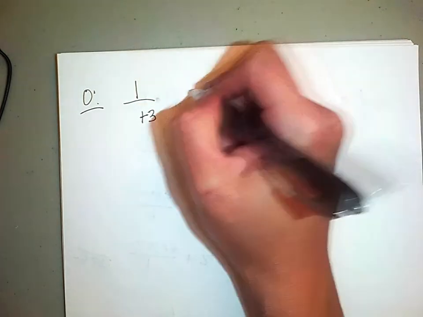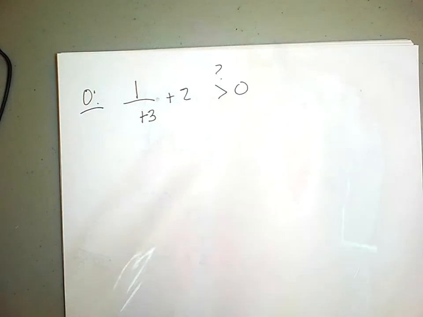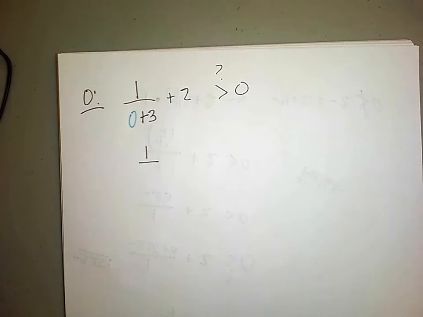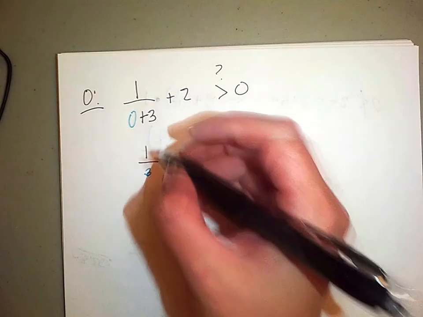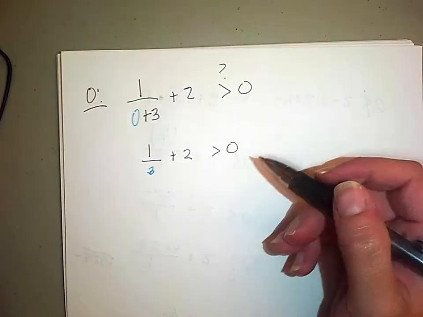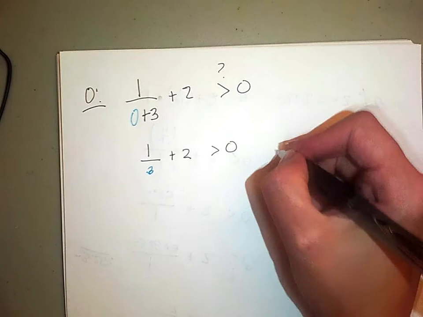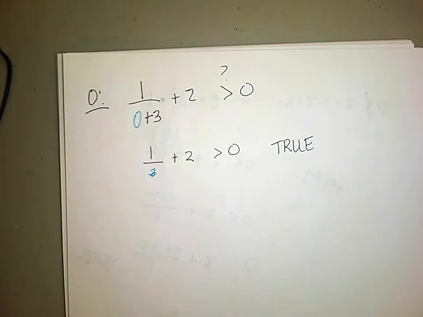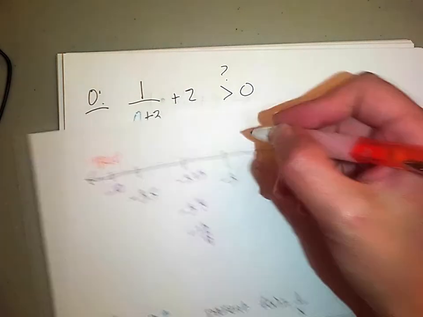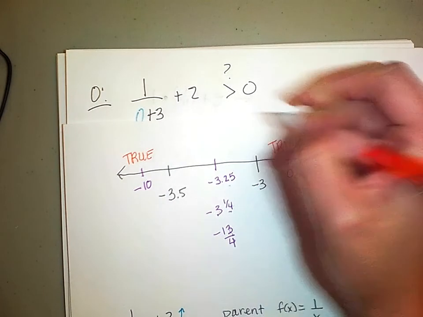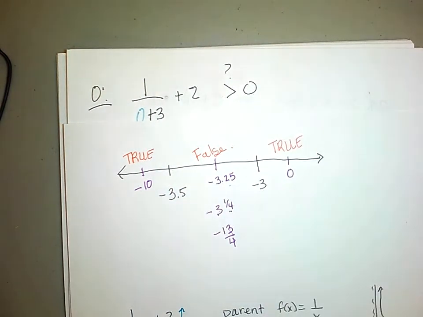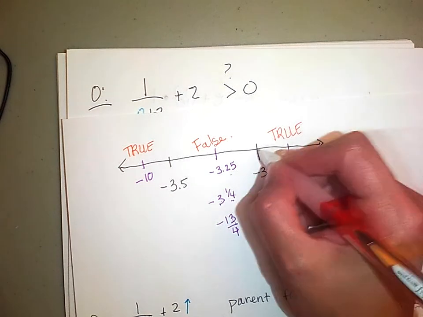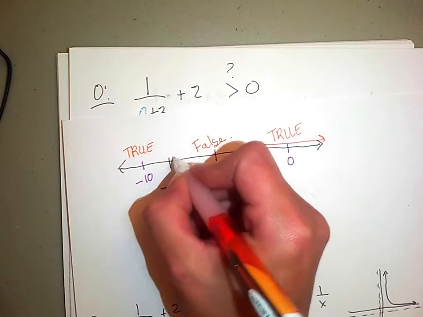And one last one to verify this, because we might not always be able to sketch the graph so easily. And this one we had picked 0. So 1 over 0 plus 3 plus 2, is that greater than 0? And so this is 1/3 plus 2, is that greater than 0? And sure, a positive number adding to a positive number is greater than 0. So it's true. Okay. So it's true on this interval. I forgot to write down that it was false on this interval.